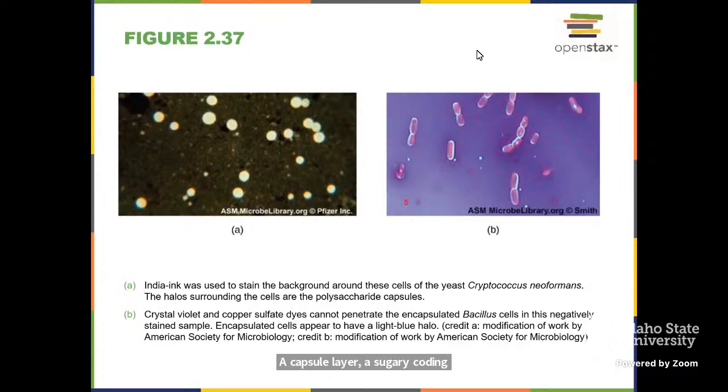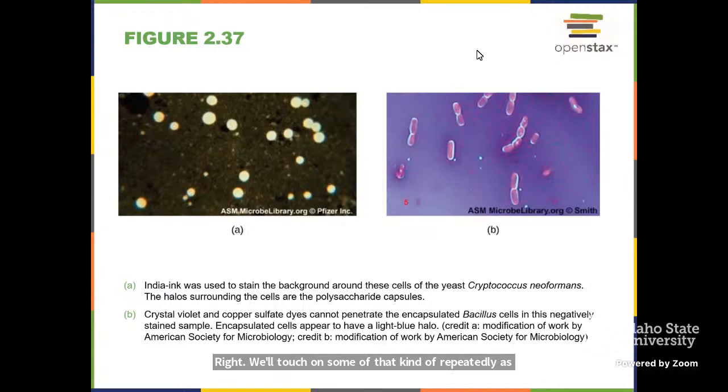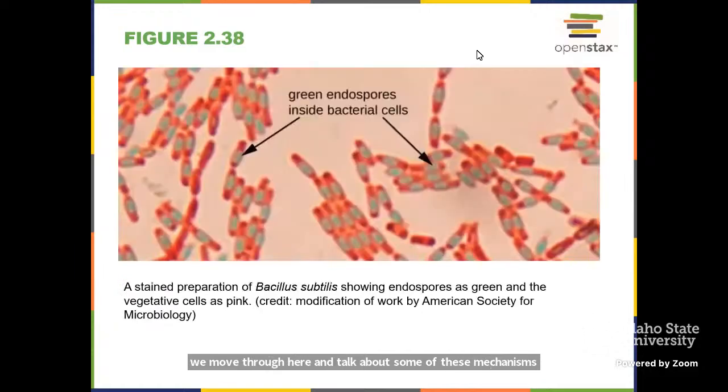Lots of bacteria have some capsule layers that they produce on the outside. Not all of them, but a good chunk of them do. It gives them some protection outside in the environment, and some protection inside of a host to potentially go undetected by our immune response, right? We'll touch on some of that repeatedly as we move through here and talk about some of these mechanisms that cells may have.